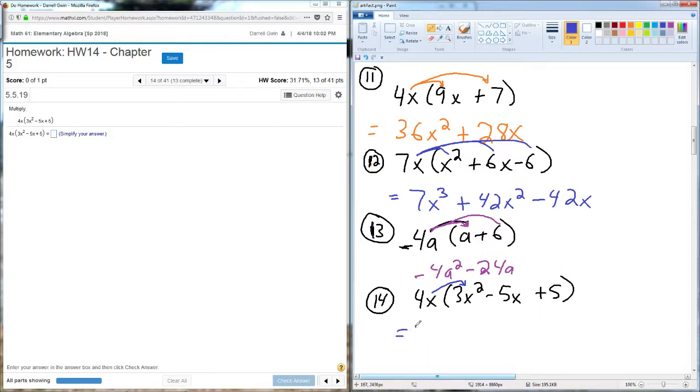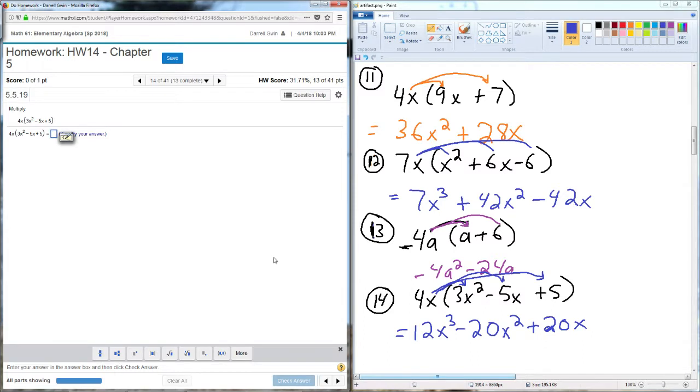4 times 3 is 12. X times x squared is x cubed, because that's 1 plus 2. Next one. 4 times negative 5 is negative 20. X times x is x squared. Last one. 4 times 5 is a positive 20, and there's only one x between the two, so it's just going to be x.